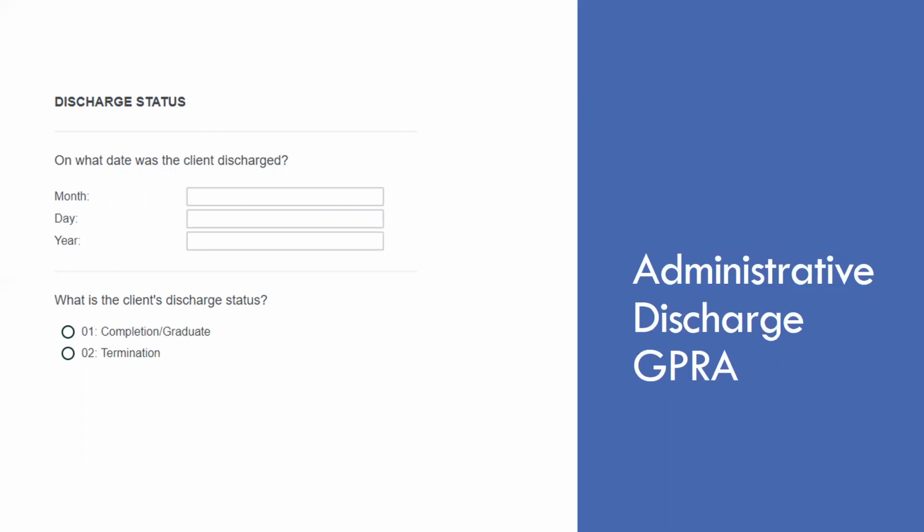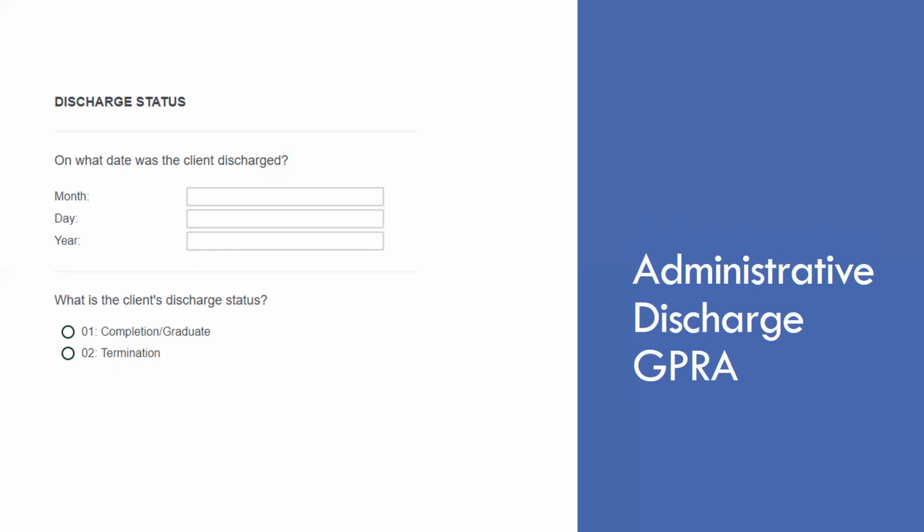Remember, that is the date that the client last received services, not the date that you conducted the discharge interview. Because again, you're conducting an administrative discharge, meaning there is no interview conducted. So they just want to know, when was the last date you provided services. And then they want to know if your client graduated or if they were terminated.